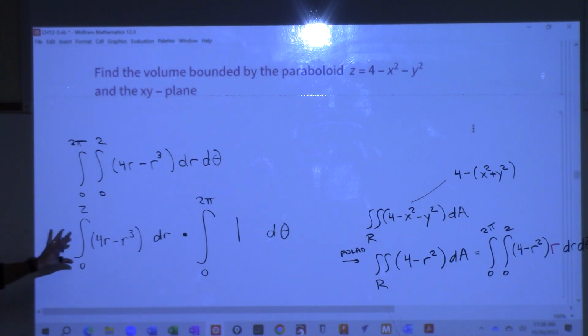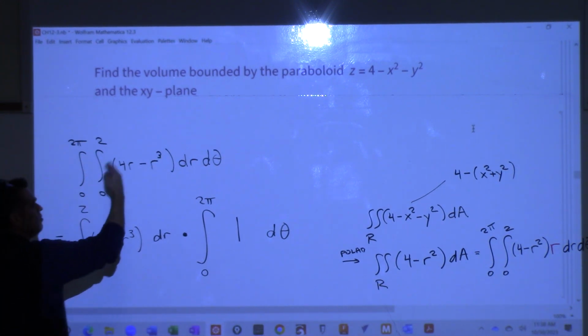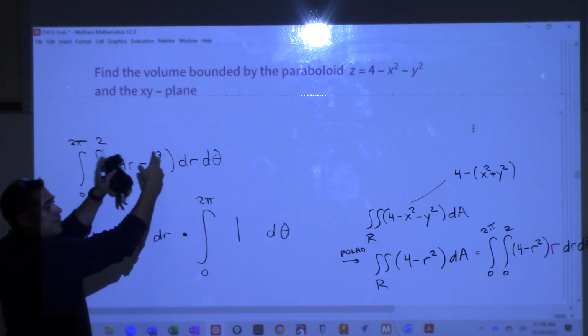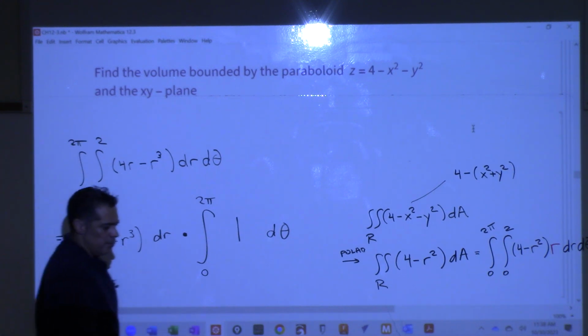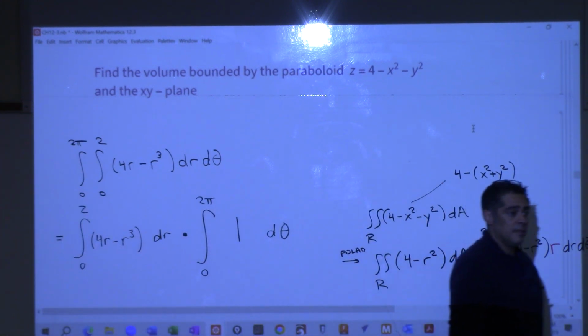Now, again, you don't have to do this. You could just do what I did in the previous example: first do this with respect to r, and then after that, do it with respect to theta. You'll get the same answer. Okay, I'm going to stop, though. Can I move on? Yes?